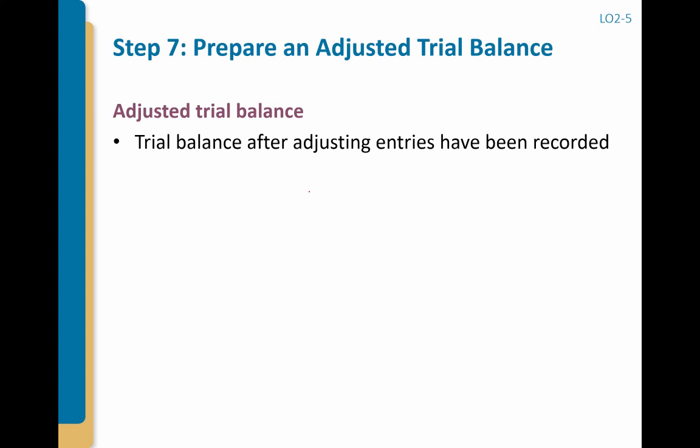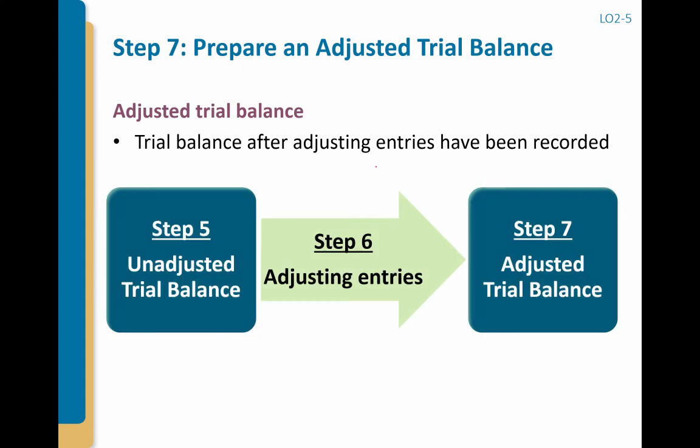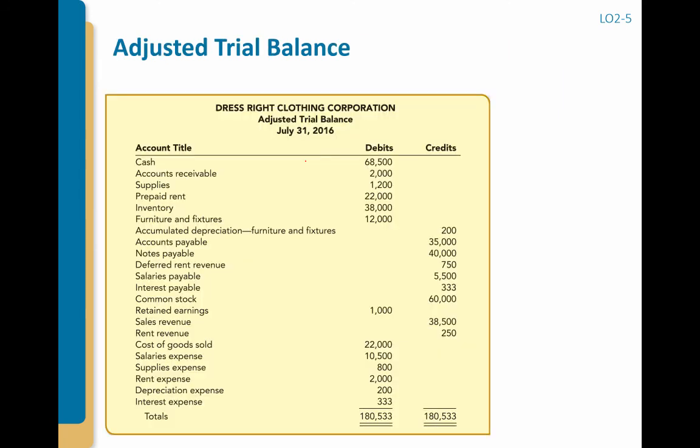So then after you've adjusted your trial balance and all the entries have been recorded, you have an adjusted trial balance, and this is the form where you need an adjusted trial balance to prepare your financial statements. So here's how your adjusted trial balance will look, and remember, this is where you prepare your financial statements and note your debits equal your credits.